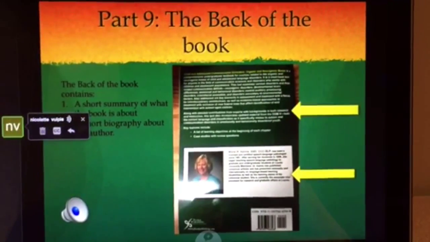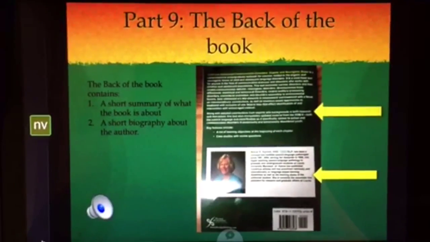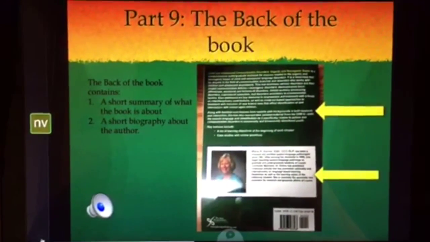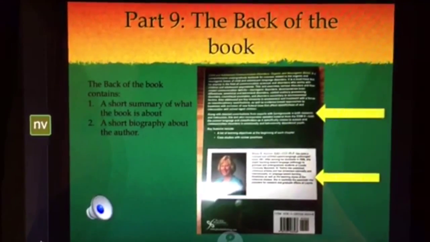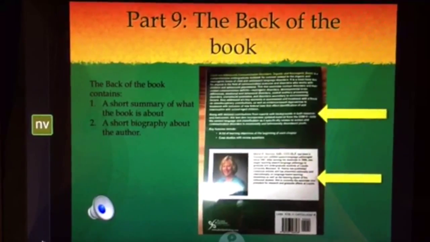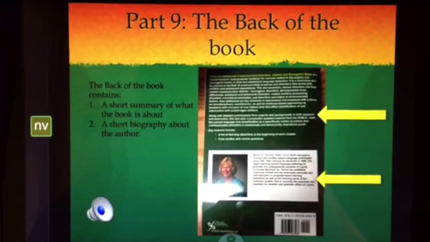Lastly, don't forget about the back of the book. The back of the book has a lot of useful information as well. There is a short summary of what the book will be about, and there will also sometimes be a short biography about the author.